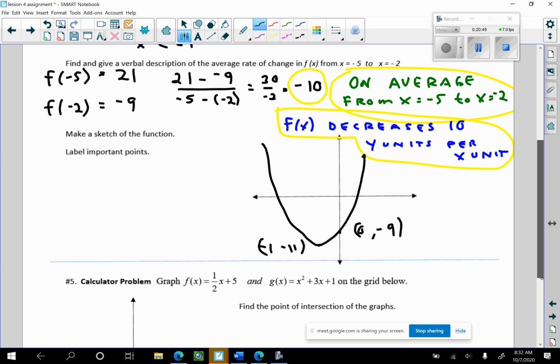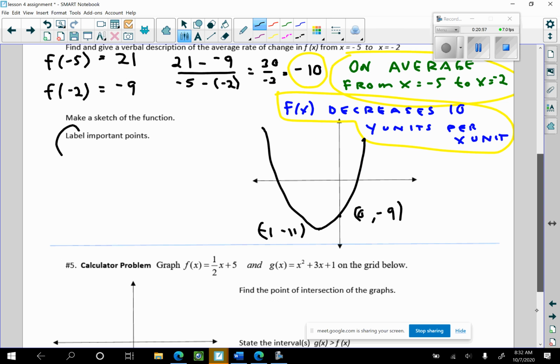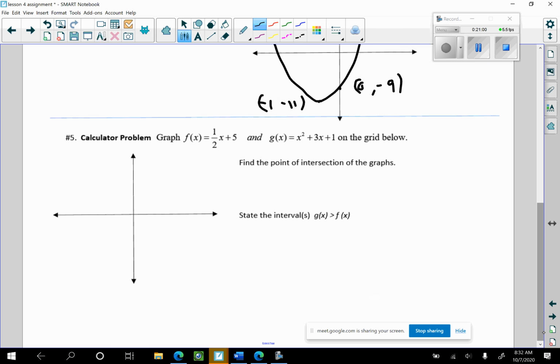This is something I'm going to tell you right now: we have not found where graphs intersect yet because we haven't had the graphing calculator. So right now, don't worry about this problem. Nobody is going to ask you.